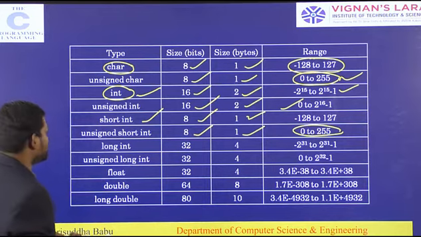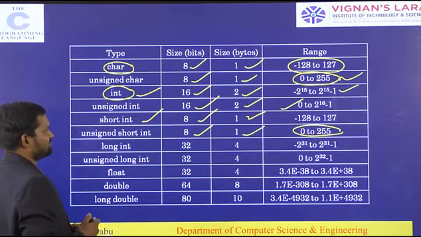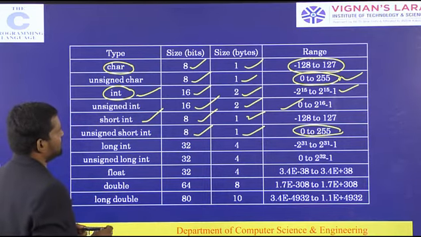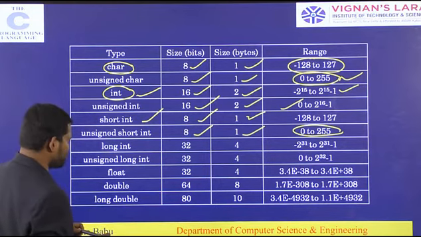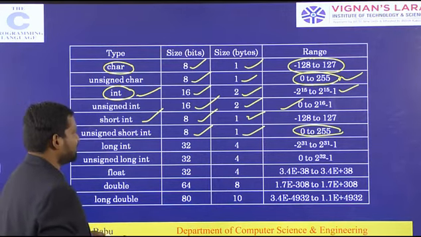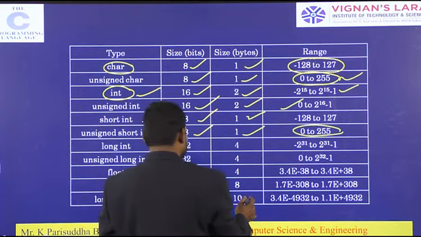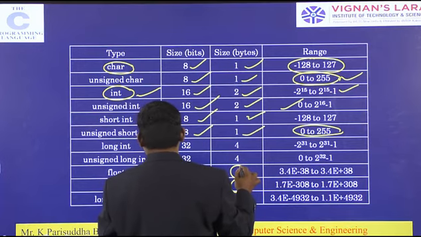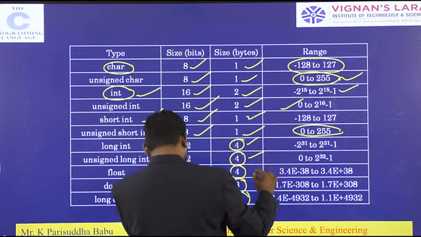Okay. And also long integer. Short integer 8 bits. Long integer 4 bytes. Unsigned long integer 4 bytes. Float 4 bytes. Double 8 bytes. Long double 10 bytes. Long double 10 bytes, double 8 bytes, float 4 bytes, long unsigned integer 4 bytes.